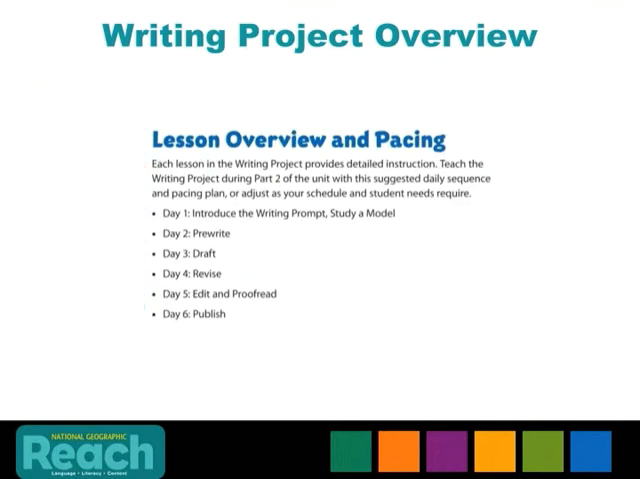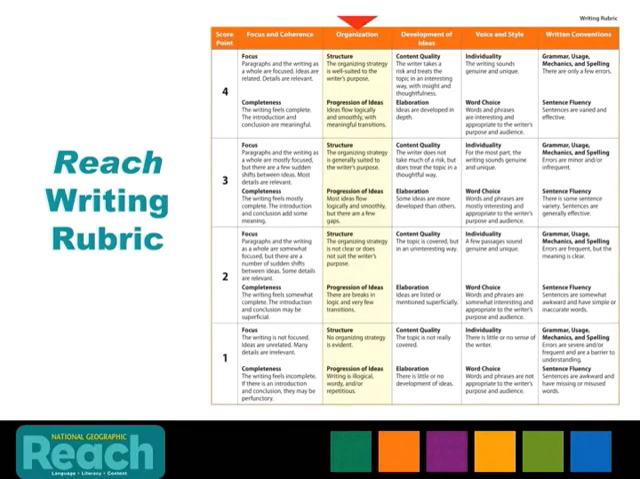Each writing project also maps out the lesson overview and suggested pacing for all steps of the writing process. Remember, the writing project is not meant to be taught at the end of a unit, even though that's where it's found in the teacher's edition. It will be referenced as part of the daily writing lesson in Part 2 of each unit. The Reach Writing rubric will be used to score each student's projects on all traits, but as you can see on this rubric, the focus for instruction in this unit is organization.